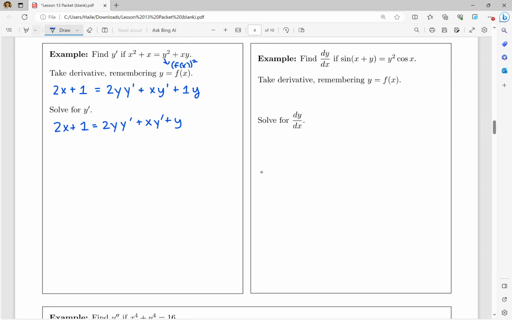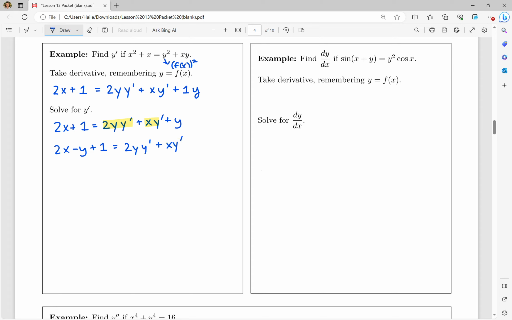The first thing I notice is I have two terms that have a y prime. But my goal is to get one y prime in the whole equation. So I can't add those things together. The best I can do is try to factor out the y prime. But to do that, I'm going to need to get rid of everything else that doesn't have a y prime. So if I move over that positive y, I'll get 2x minus y plus 1 is equal to 2y y prime plus x y prime.